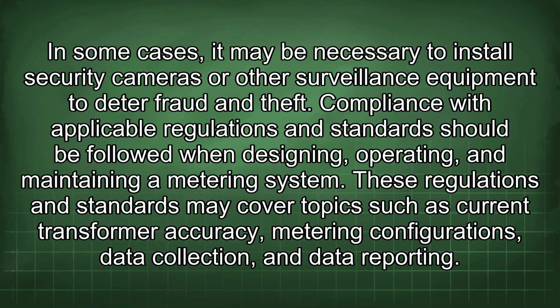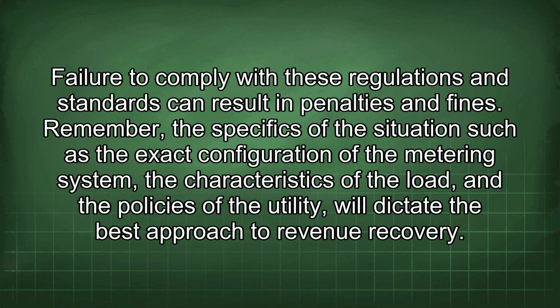Compliance with applicable regulations and standards should be followed when designing, operating, and maintaining a metering system. These regulations and standards may cover topics such as current transformer accuracy, metering configurations, data collection, and data reporting. Failure to comply with these regulations and standards can result in penalties and fines.